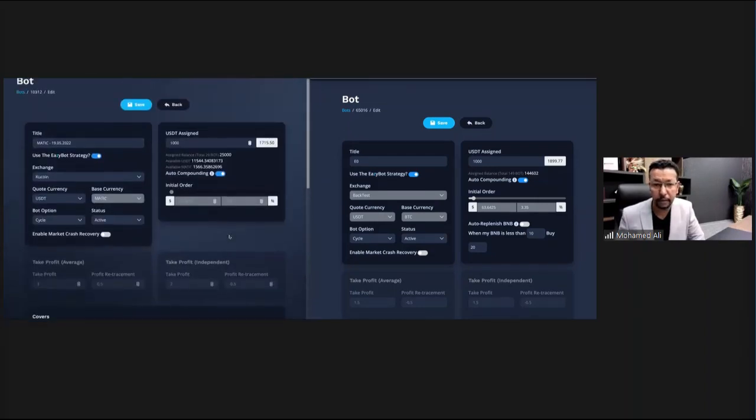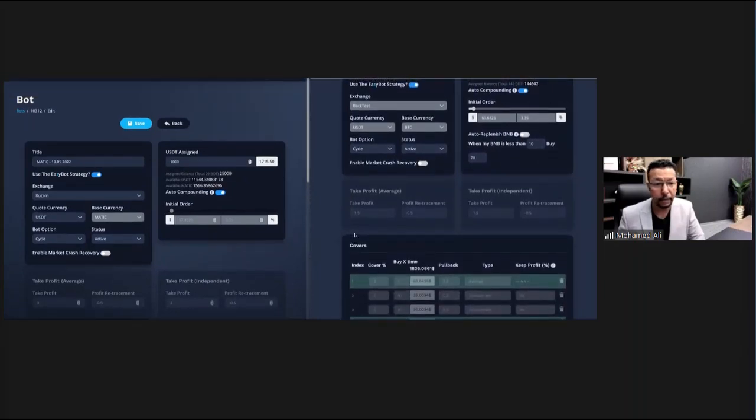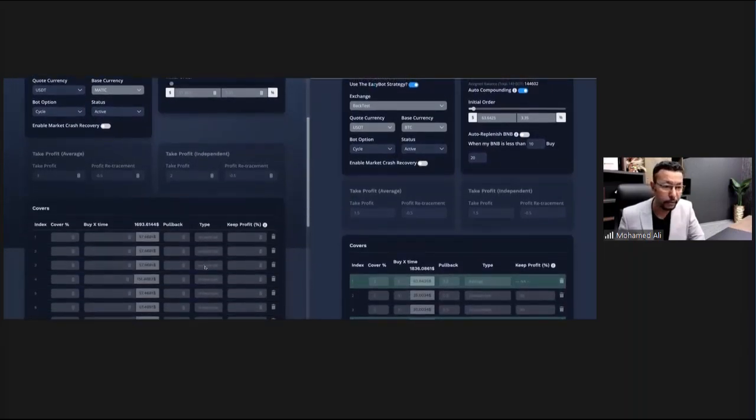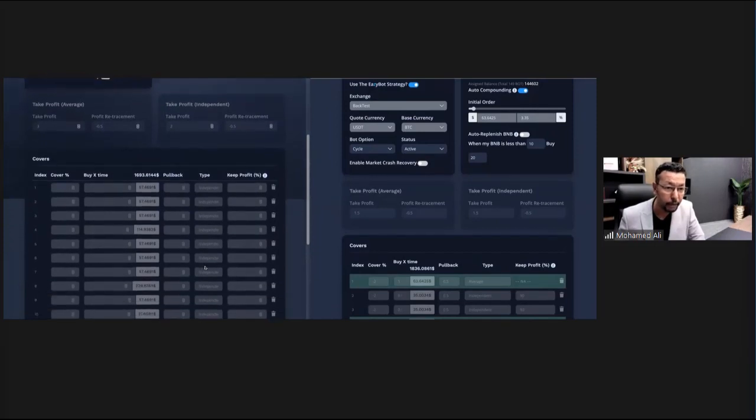Which one is this? Yeah, I think both of them are... this is the wrong one. I have to get the right one. No, this is the correct one.